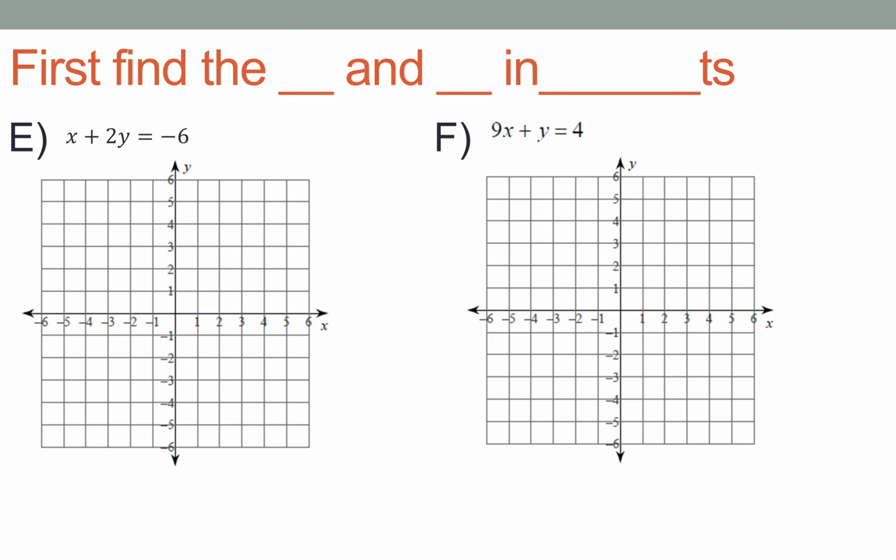First, find the x and y intercepts. That's what the blanks mean. So find the x and y intercepts, and then you can graph them. F you can graph using the slope-intercept form. It's not a big deal. Or you can do it with x and y intercepts.